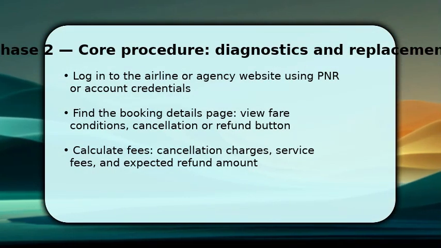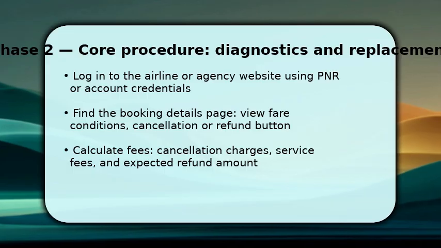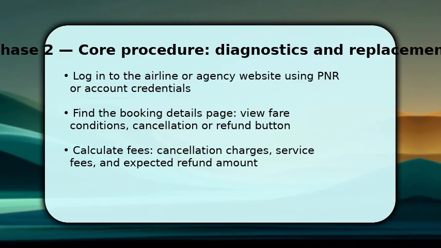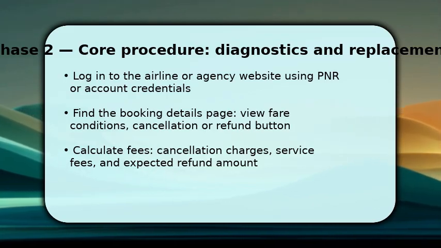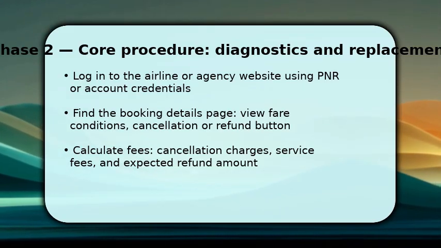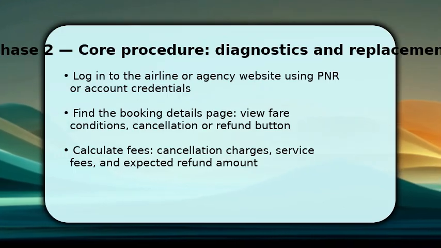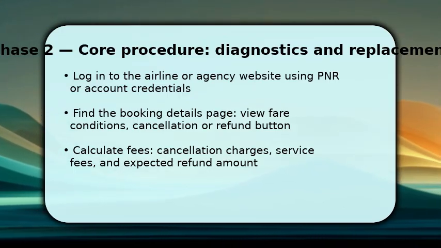You now access the issuer's website or app and log in with the PNR or account used for booking. Once inside, navigate to Manage Booking or My Trips and open the itinerary to review the fare conditions and the exact cancellation option. Some show a cancel button, others require form submission. Calculate the total fee and the expected refund so you know what to accept.